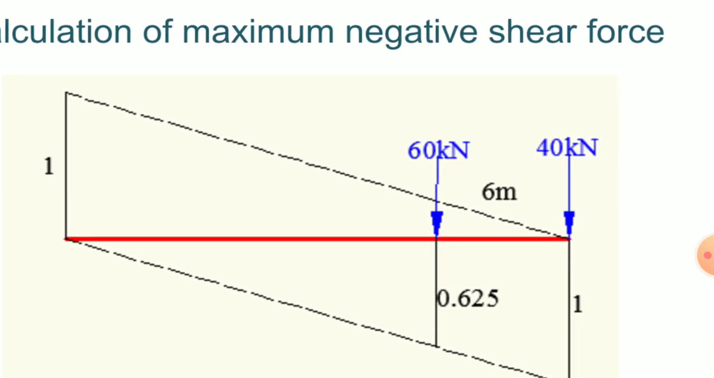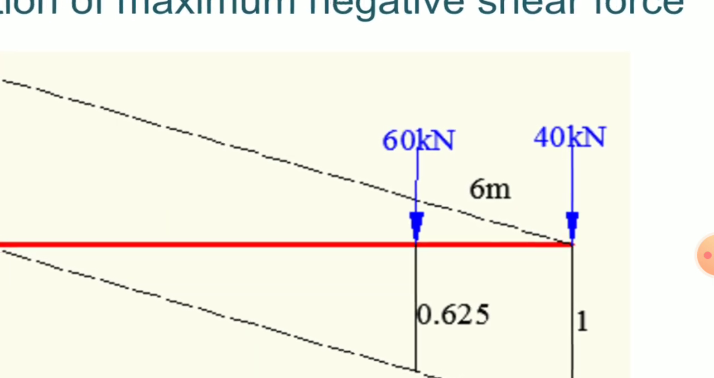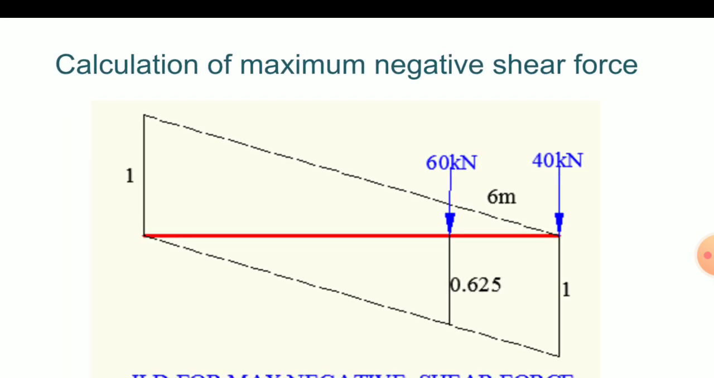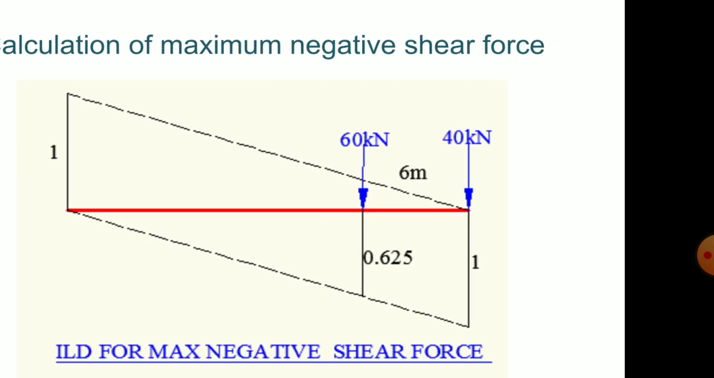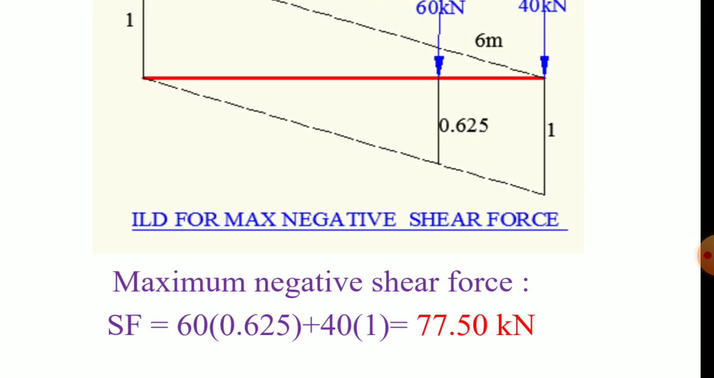So for the shear force to be maximum negative, we have to place the load like this, that is at the extreme right end, such that the reaction at B will be highest. So in that case the shear force is negative. So here if you work out the ordinate, under 60 kilonewton load it is 0.625 and under 40 kilonewton load it is 1. So if you calculate, the maximum negative shear force will be equal to 60 into the ordinate plus 40 into the ordinate, that is 77.5 kilonewton.